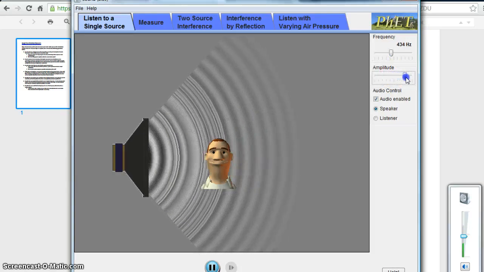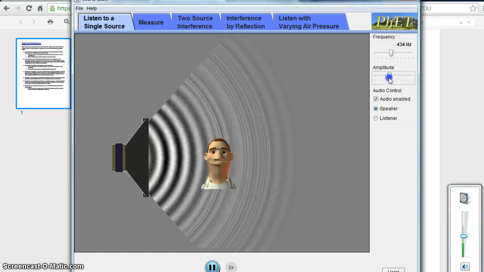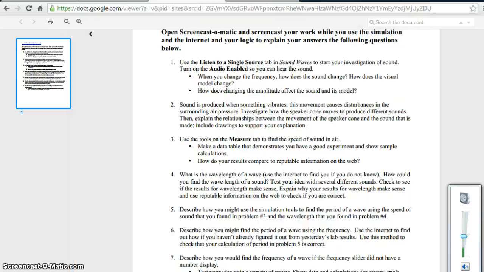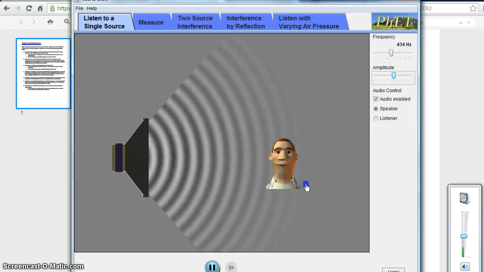However, if the amplitude gets higher, the sound gets louder. If it gets low, it's quieter, like a speaker. And for number 2, that's something about vibration. So it vibrates back and forth, as we can see from the character.